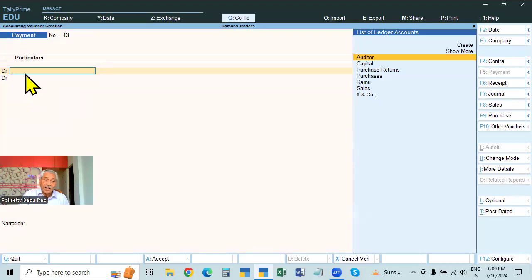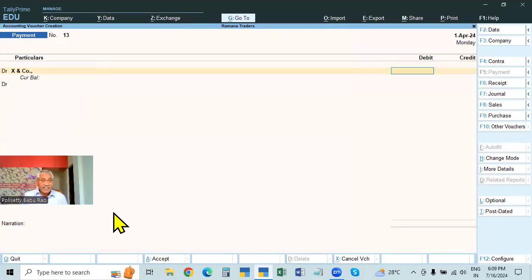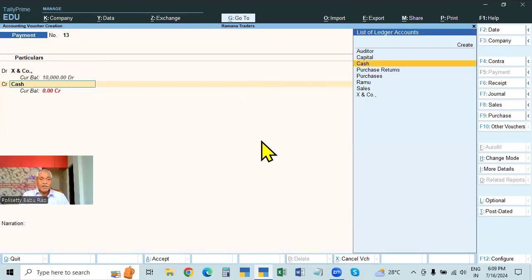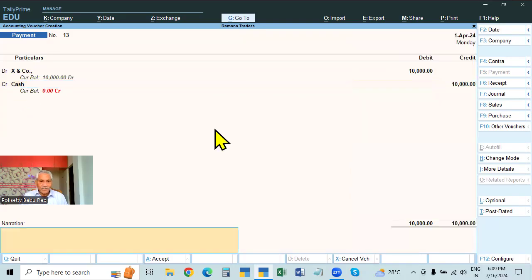The payment voucher is showing debit. Payment means we are paying cash to X and Co. X and Co is the receiver. The receiver will be debited, so X account is debit. For example, 10,000 we are paying. And here it is showing debit again, because when you go and enter the voucher, it will show the same. If it is credit, otherwise just type C, credit, and here we are making cash payment. So here cash, cash 10,000.